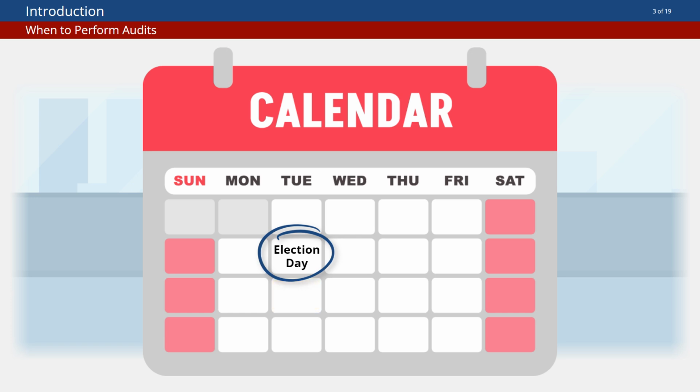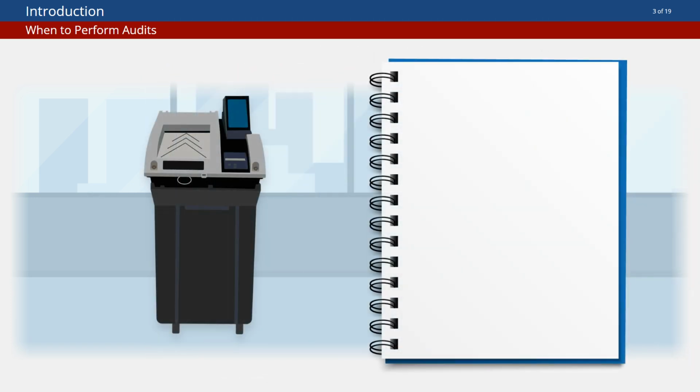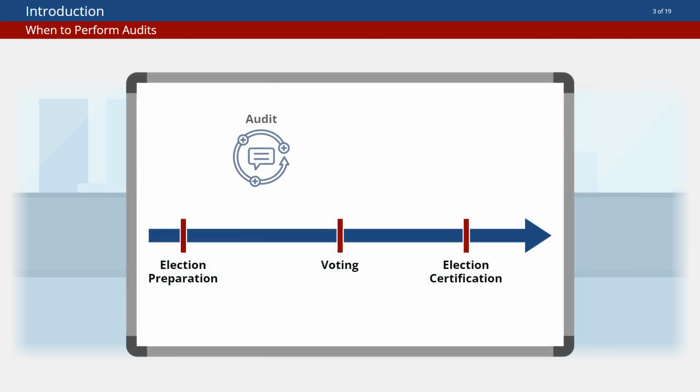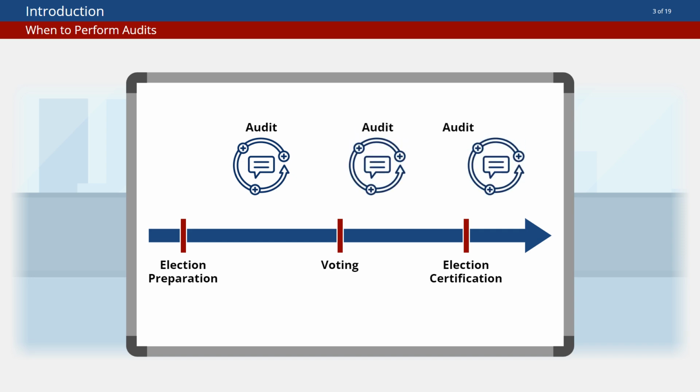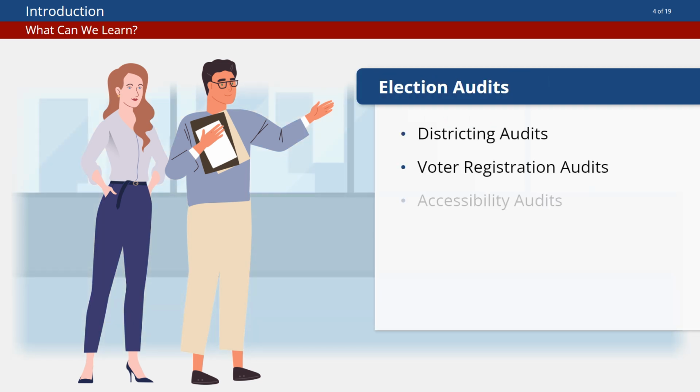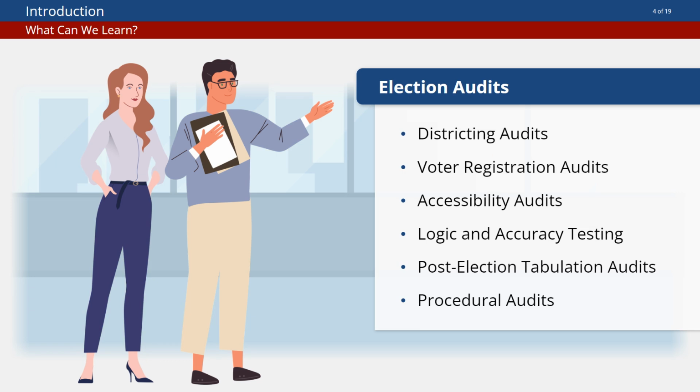You're likely already conducting several election audits, perhaps without even realizing it. For example, nearly every election jurisdiction conducts some type of logic and accuracy testing before Election Day. This is a type of audit that ensures voting equipment is programmed correctly and operating as expected. Remember, an audit is a feedback loop that tells us about one specific part of an election. Each type of audit has a different purpose, and each adds to the many other checks and balances throughout the election cycle. Now we'll discuss several types of audits and what we can learn from them. We'll briefly describe their purpose, how they operate, and their potential outcomes.